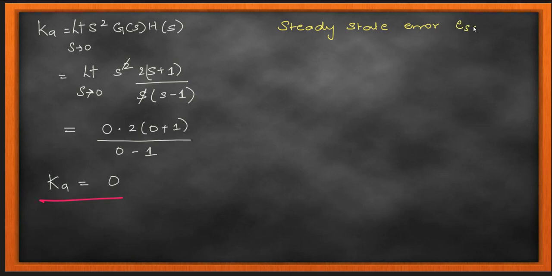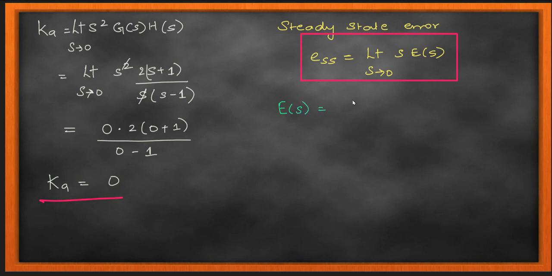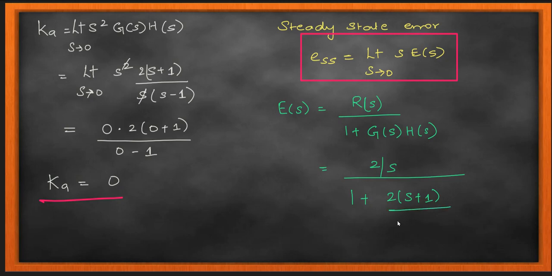Now we will look for our steady state error ESS. Your steady state error ESS is equal to limit S tends to 0, S into E of S. I know my E of S formula: R of S divided by 1 plus G of S into H of S. My R of S is given to be 2 by S. So I'll do all the fraction simplification and then apply the limit S tends to 0, and let's see what I get for my ESS. Good. That is my steady state error.